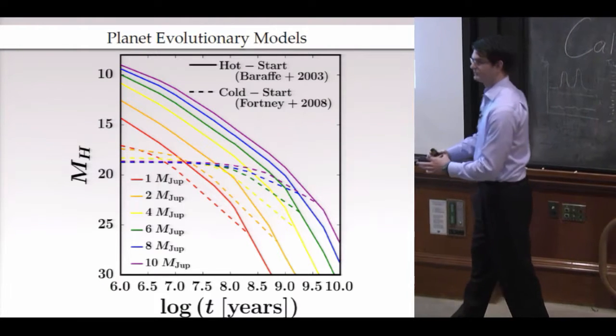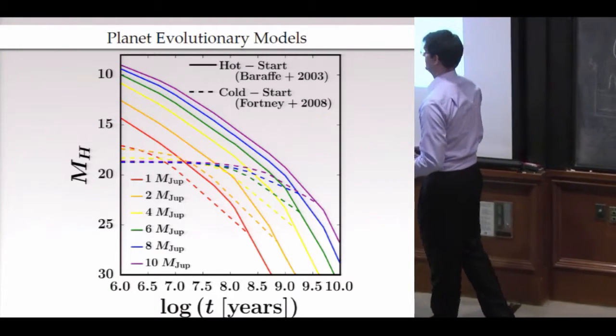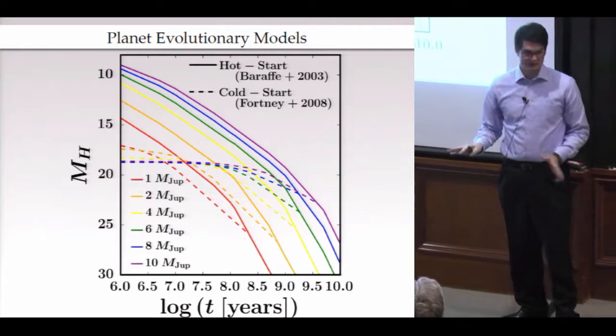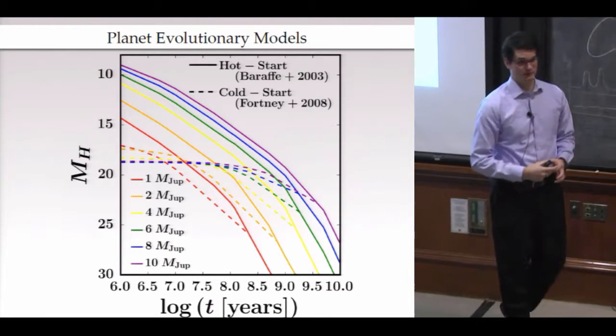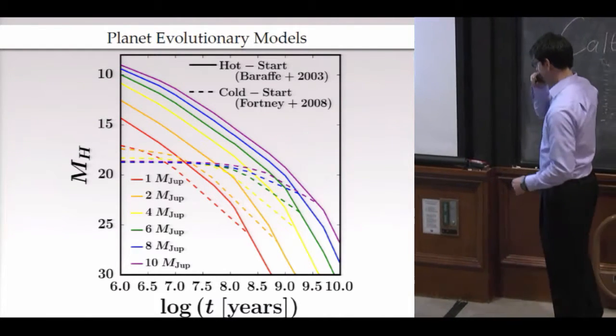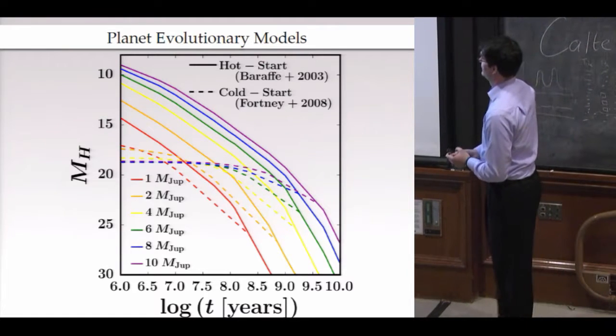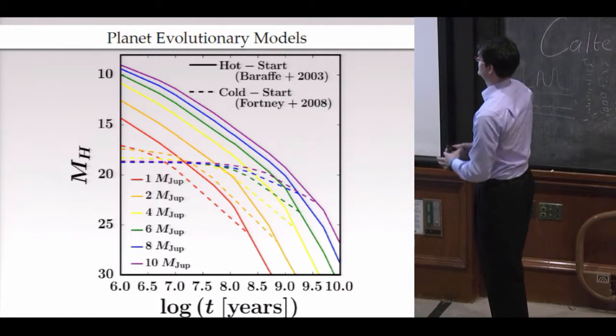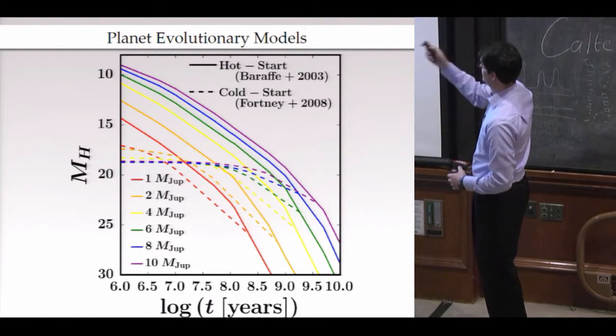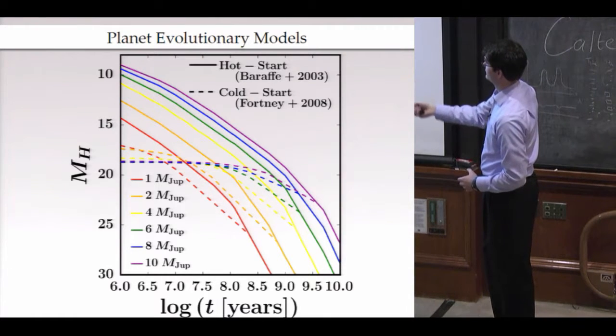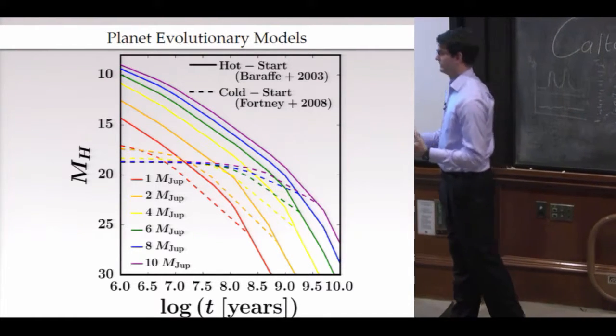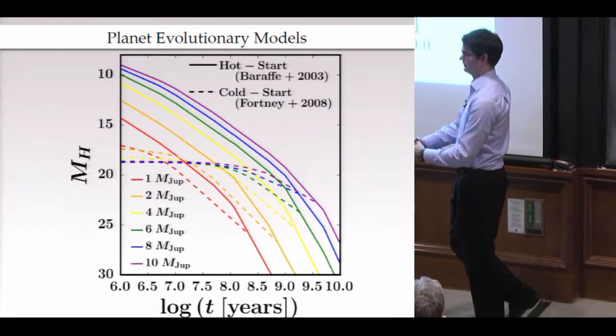In order to do this, we must appeal to planetary evolutionary models. In general, there are two classes of these models, so-called hot start and cold start models, which are concomitant with different planet formation scenarios. Since we have an estimate of the age of the star, we assume, and there was a question about this earlier, that the planet and the host star are the same age.